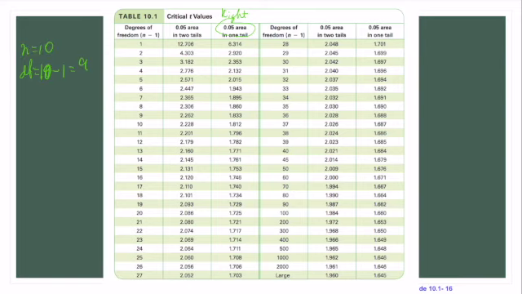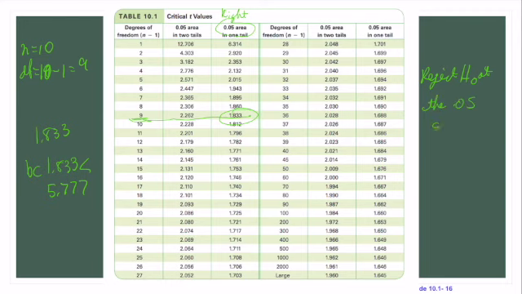I go to my t-table and find my degrees of freedom, that's 9. I scroll over to the area in one tail, and I get a t-value of 1.833. Because 1.833 is less than my computed test statistic of 5.777, we are going to reject our H naught at the 0.05 significance level.